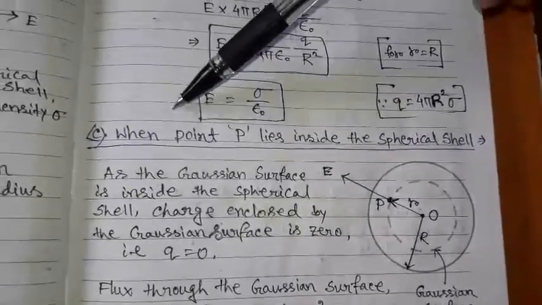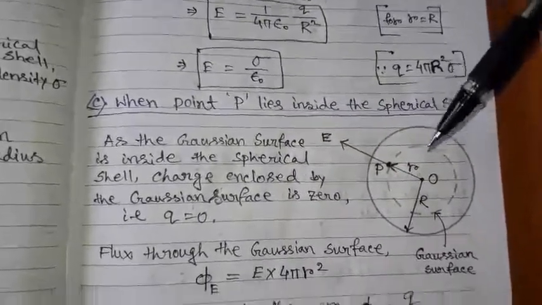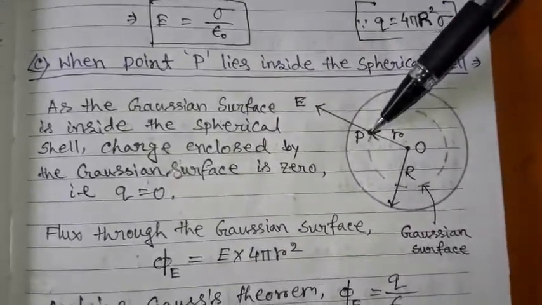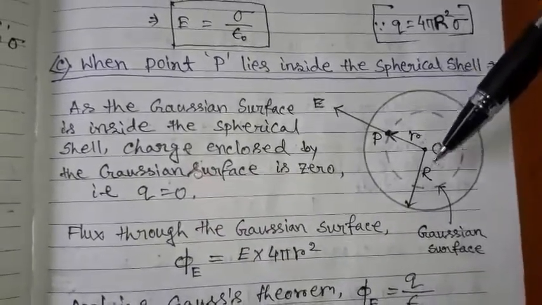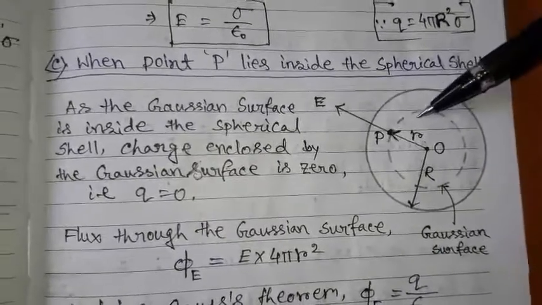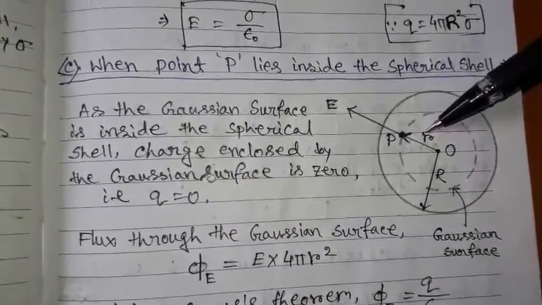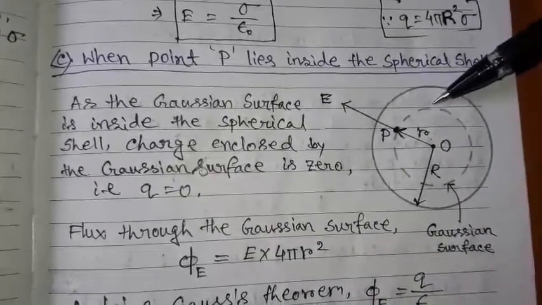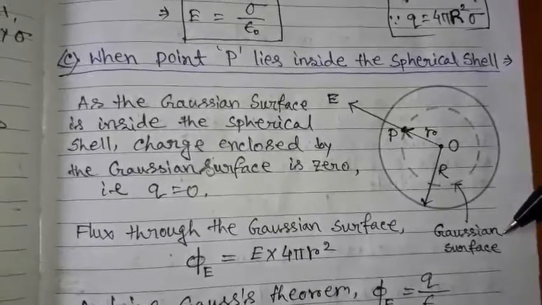Next, when point P lies inside the spherical shell. In the diagram, we see the point P lies inside the spherical shell. Now, small r is less than capital R. So, we have considered a spherical Gaussian surface of radius small r which is inside the spherical shell. This sphere will act as a Gaussian surface.